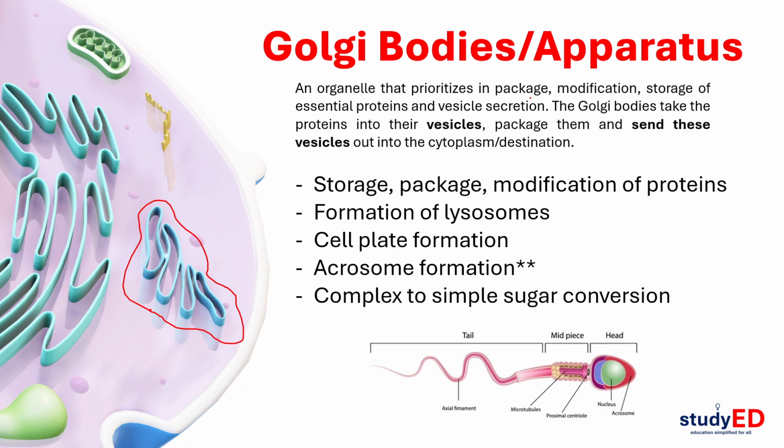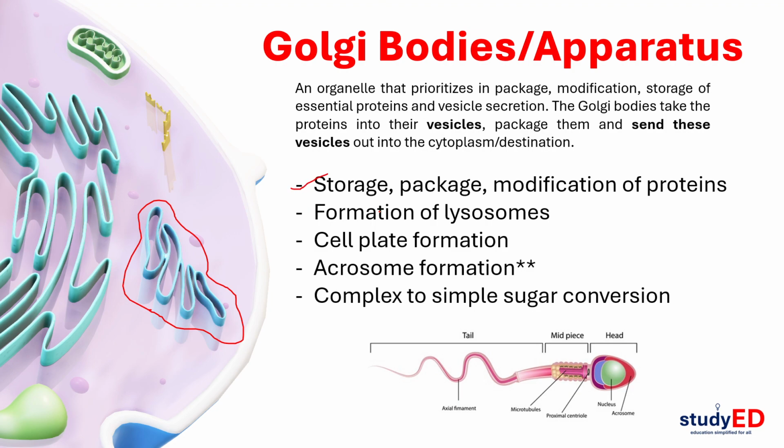So what the Golgi bodies do is they take the proteins into vesicles. Again, vesicles, assume it's a storage type of container. They package the proteins in it and send the vesicles into the cytoplasm or their destination. That's the primary function of the Golgi body. Then, along with this, there are quite some more. Firstly, storage, package and modification of proteins.